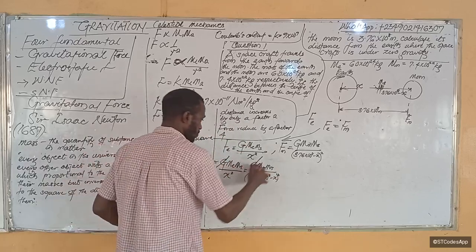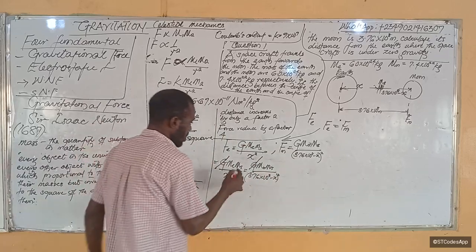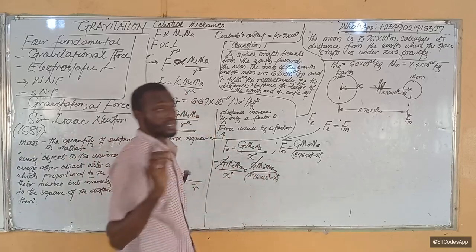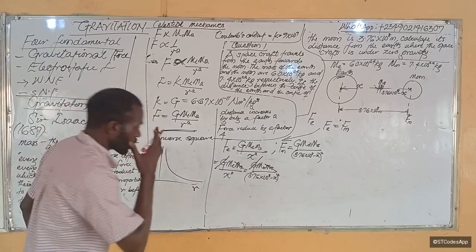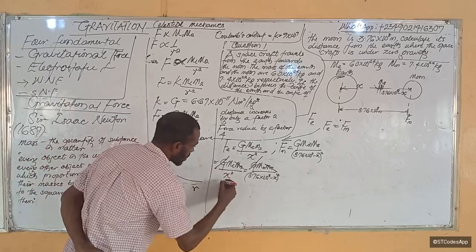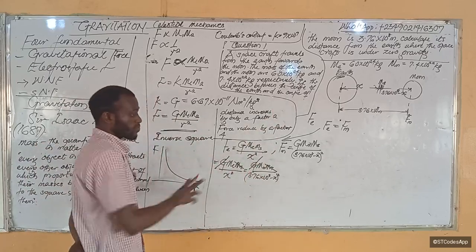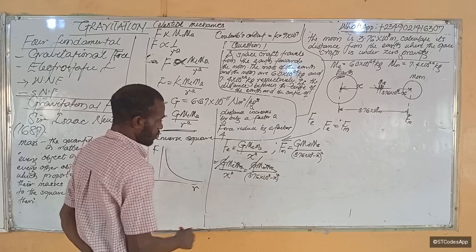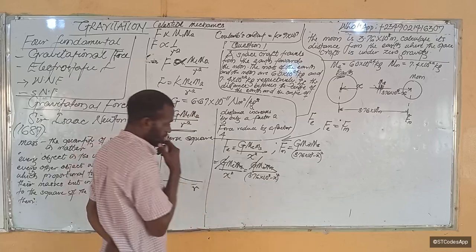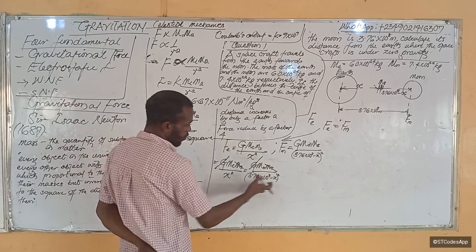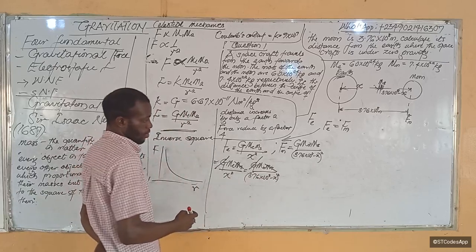So G can take care of G here. What other thing can take care of? M_s can also take care of M_s. Is that clear? So what we're left with now is mass of Earth, which is given, right? So we have mass of Earth. So we are looking for x. Okay, so let's bring x's together. How can we do that? We have to open this bracket, right?